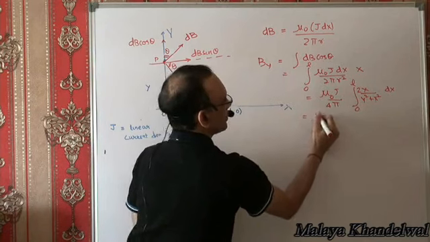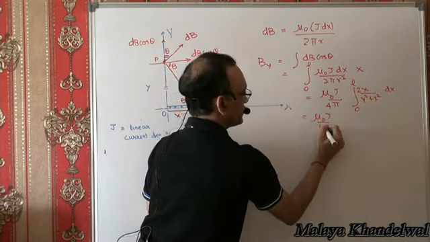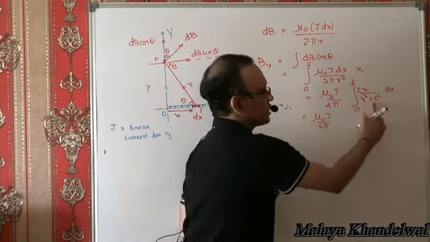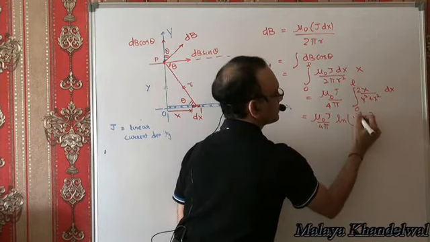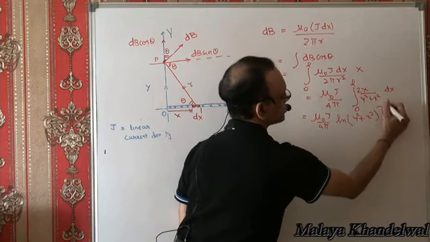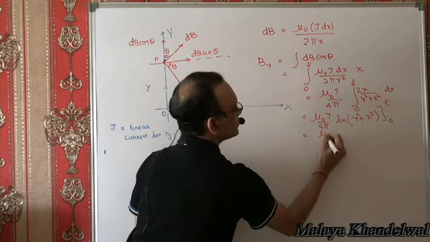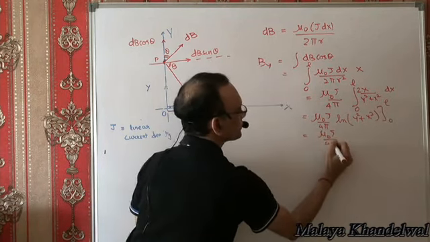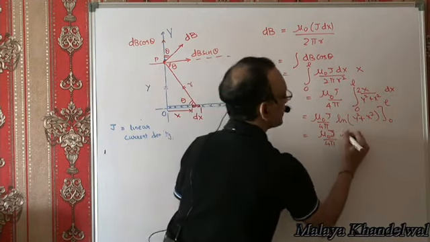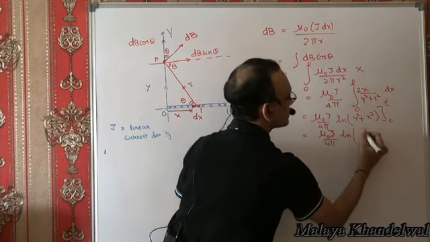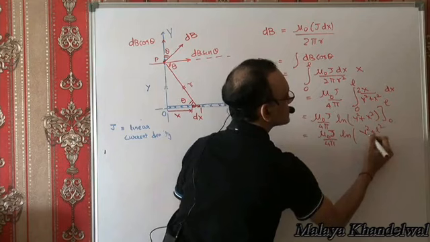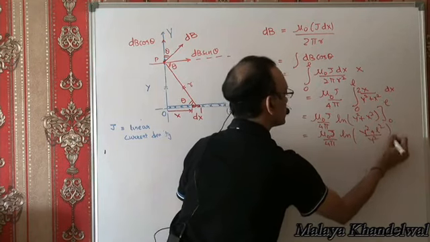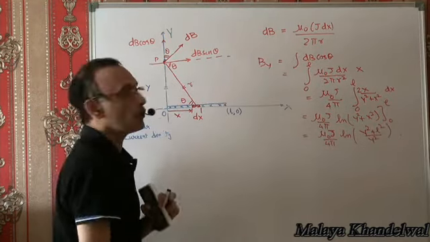So that's μ₀ j by 4π times the log of the denominator, which is log of y squared plus x squared, with x changing from 0 to L. So it's μ₀ j by 4π log of y squared plus L squared when x is L, minus y squared when x is 0. That's the net field in the y direction.